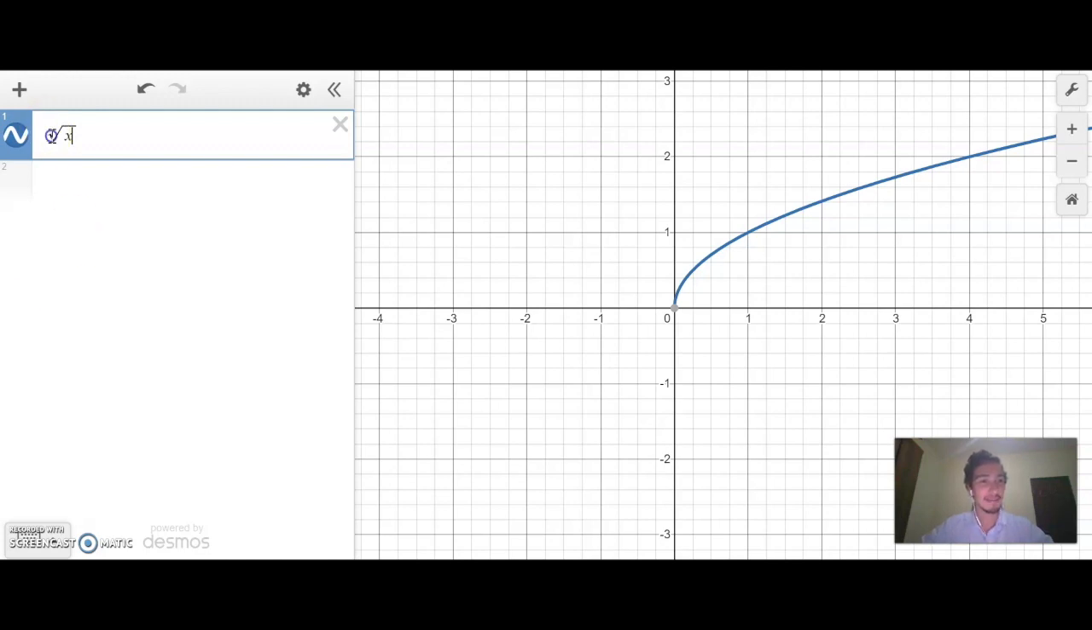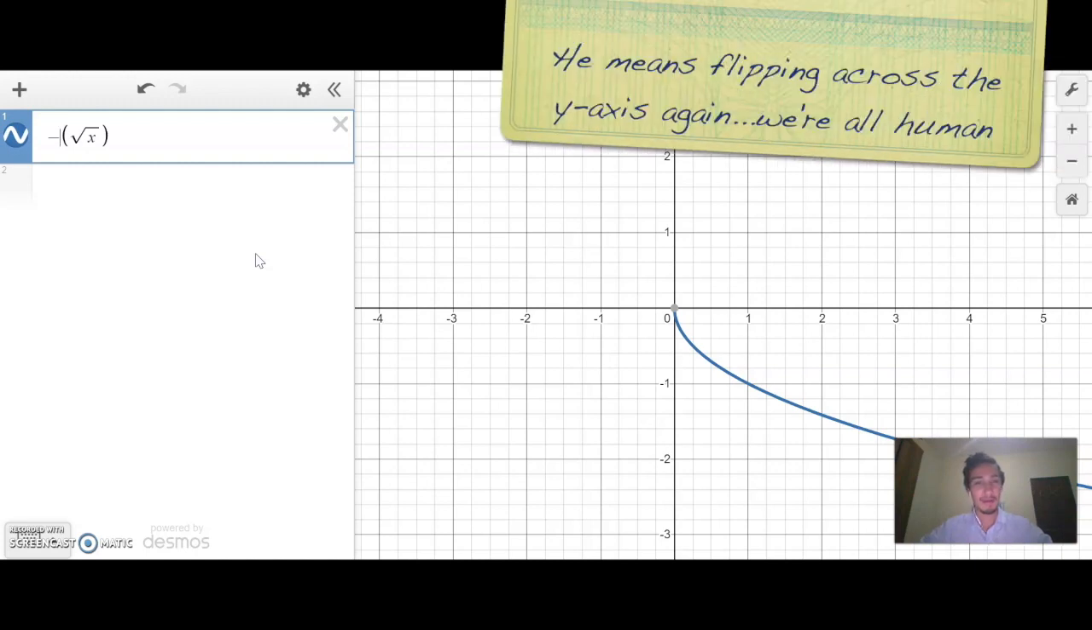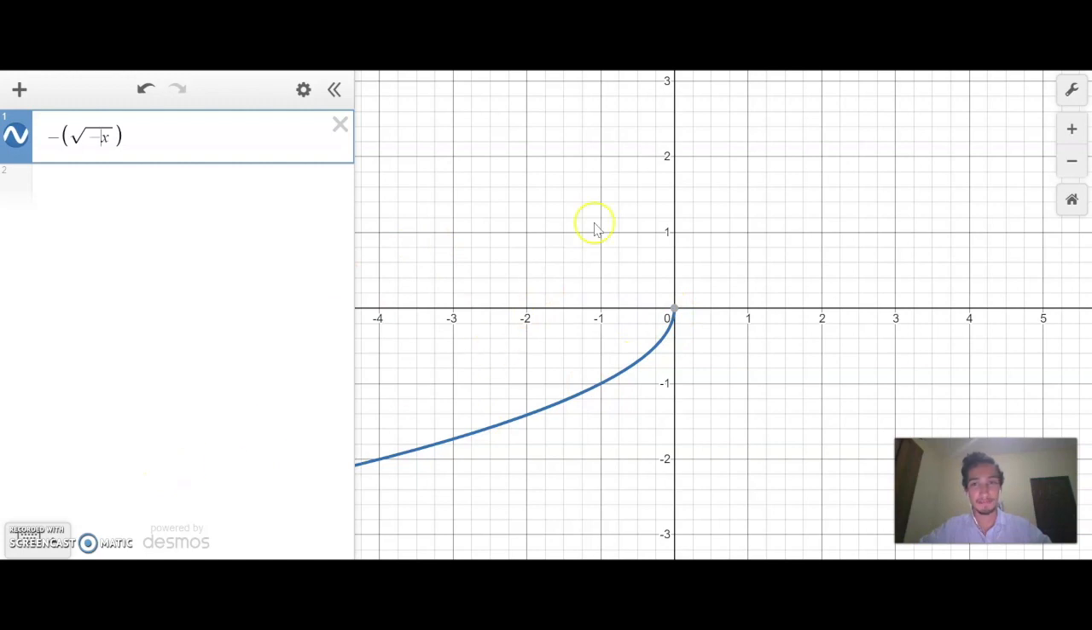So here we have the square root of x, and this will be our parent function. So if we wanted to flip our parent function across the y axis, what we would do is simply add a negative sign in front of it. So now we get negative square root of x. If we want to flip this across the x-axis, however, we would apply the negative sign in front of the x. So this would give us, as you can see, a completely different function.